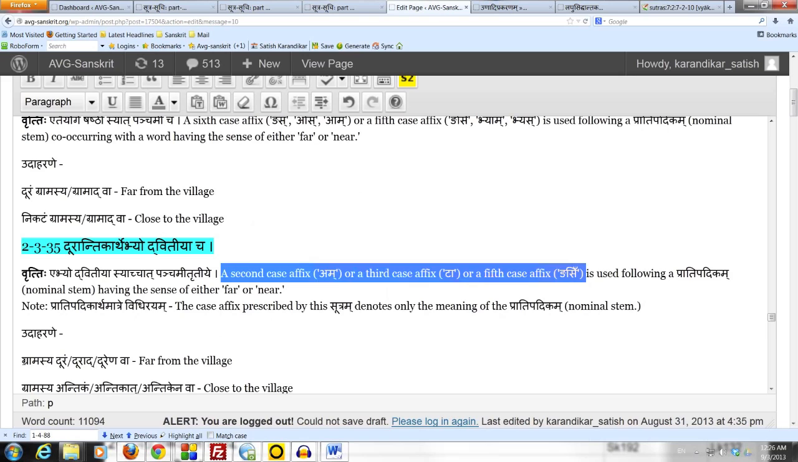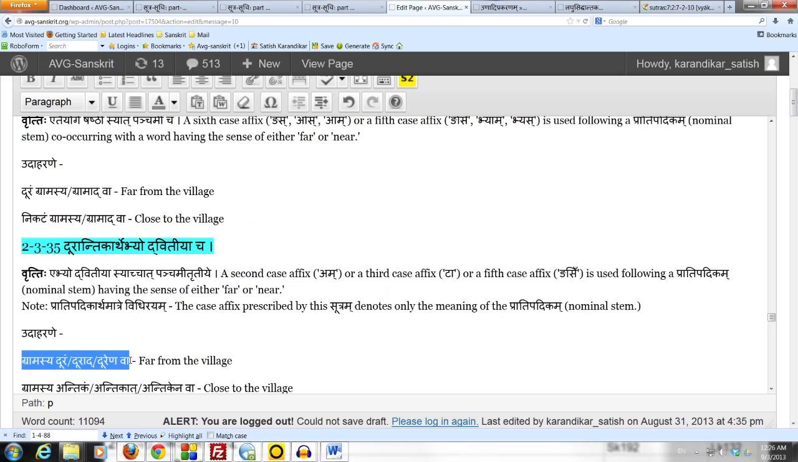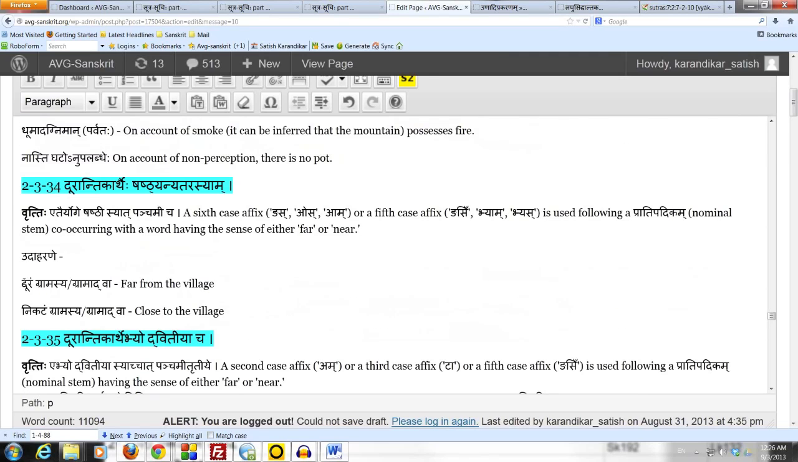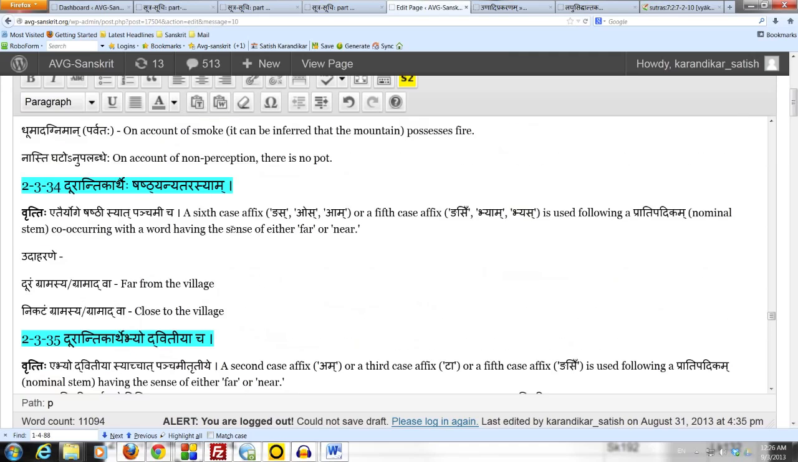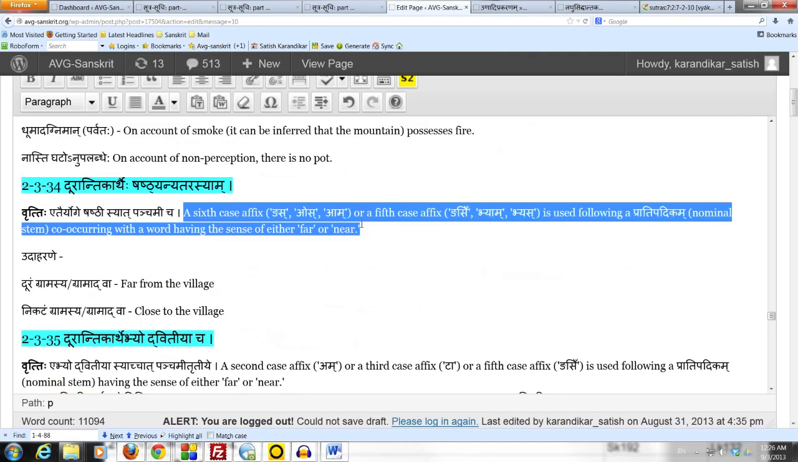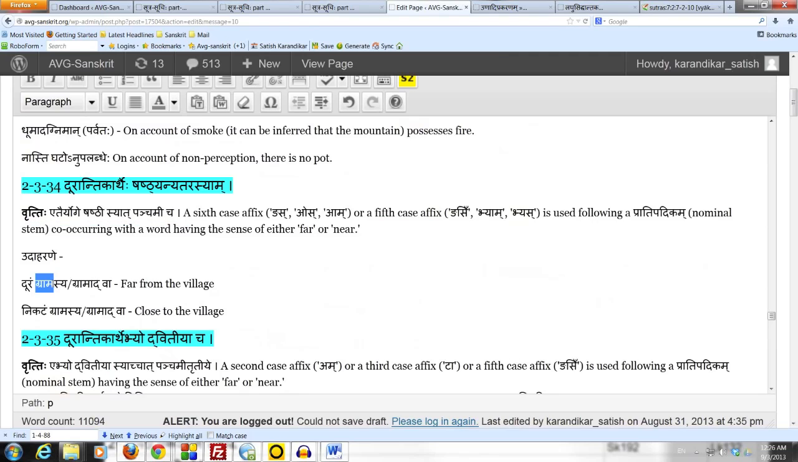The example here is Gramasya Duram Durad Durena Va. So we can say Gramasya Duram, Gramasya Durat, or Gramasya Durena. All three are possible. All three mean the same thing, far from the village. Now remember that as per the prior Sutram 2.3.34, we could also say Gramad Duram, Gramad Durat, or Gramad Durena, because that prior Sutram 2.3.34 says that the pratipadikam grama, which is connecting with a word which means far, may take the sixth case affix or the fifth case affix.